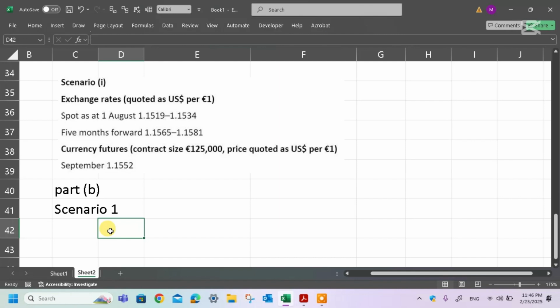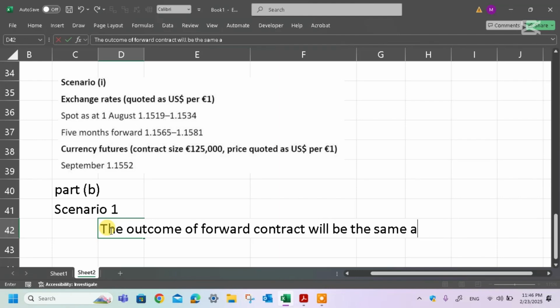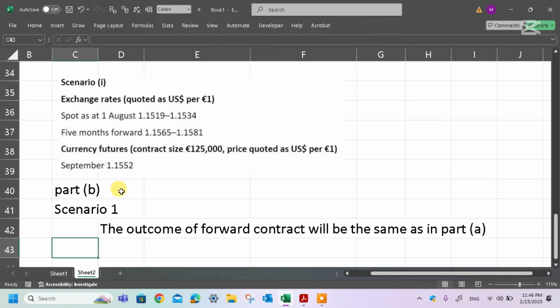Whatever happens, the forward rate outcome never changes. Whatever the exchange rate, a forward is a binding contract. Whether the market is favorable or unfavorable, there is nothing you can pull out from it. So nothing will change. The outcome of the forward contract will be the same as in part A. Simple. In scenario 2 also you can say that the forward contract outcome will never change. It's the same. What will happen to the futures contract? Theoretically, the futures contract outcome also cannot change.